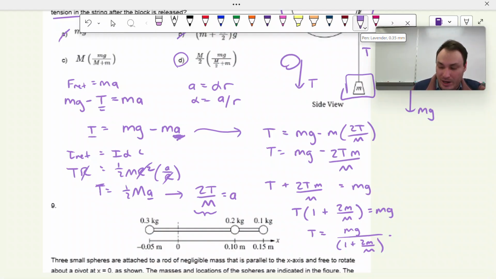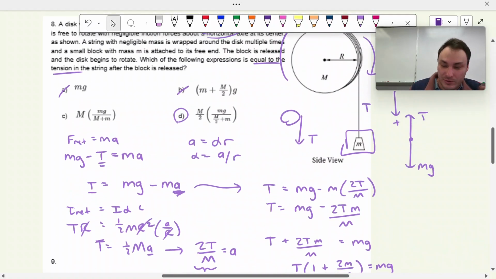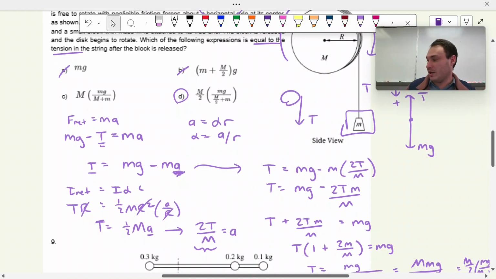We can multiply everything by big M, and we get big M mg over big M plus 2 times little m. And then we can factor out M over 2, and we get M over 2 mg over M over 2 plus m. I ran out of room there, but the answer is D. That was kind of a tough one when it comes to the algebra there.